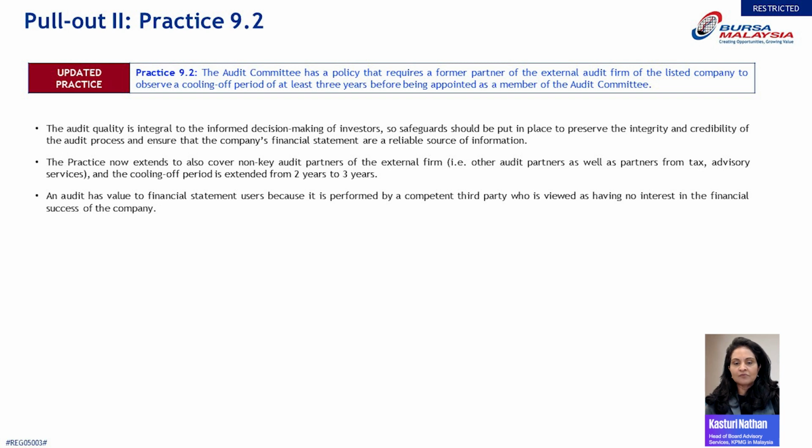In the effort to integrate board governance and independence, this practice has been updated to cover non-key audit partners of external firms and to extend the cooling off period from 2 to 3 years, which entails the date between leaving the audit firm and the date of appointment to the audit committee. Having an audit performed by a competent third party who is viewed as having no interest in the financial success of the company has tremendous value to stakeholders and users of the company's financial statement.